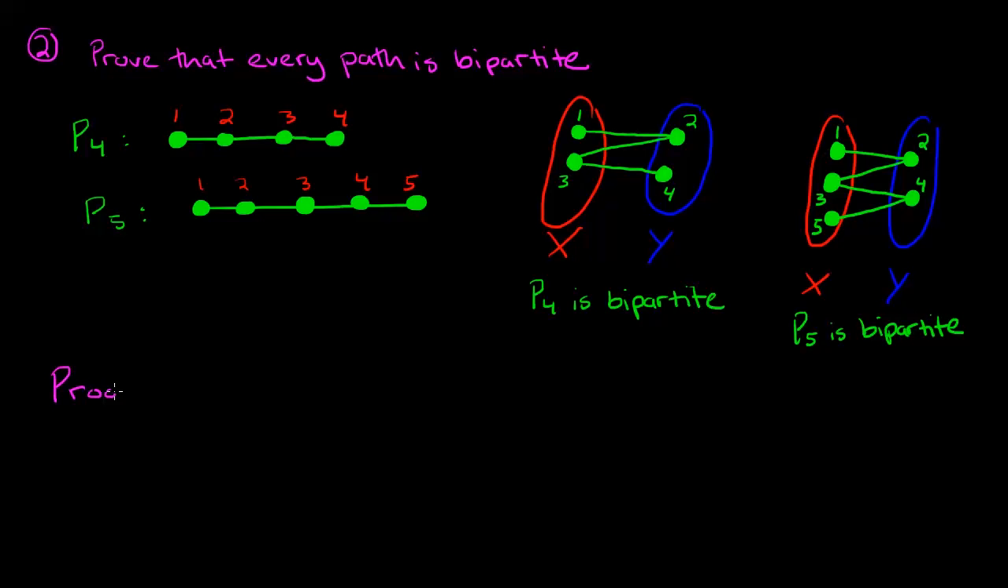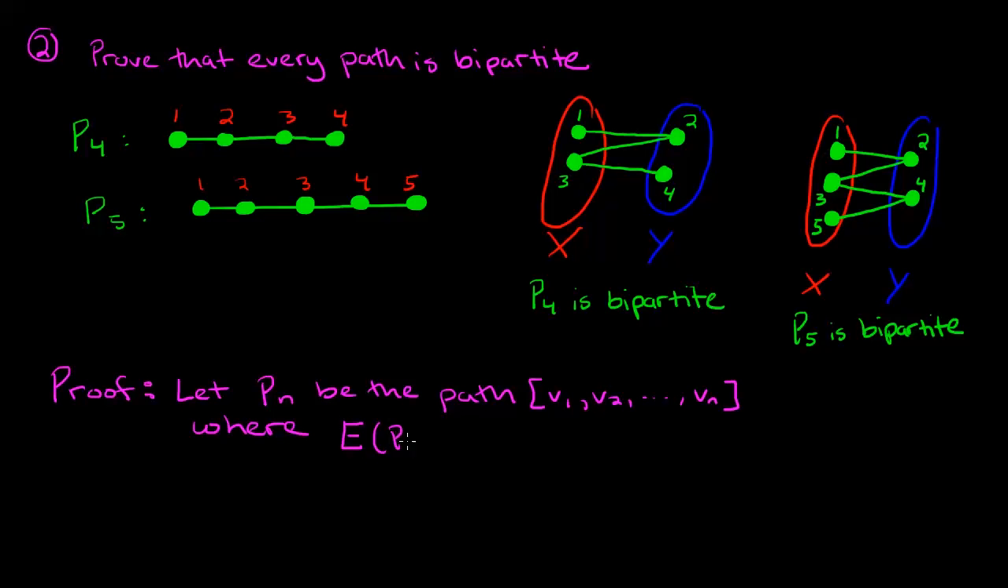Now let's look at the general proof. Let Pn be the path on vertices V1, V2 up until Vn, where the edge set of Pn is equal to the set of all edges ViVi+1, such that i goes from 1 up until n minus 1. So that's just the definition of our path, and now what we want to do is define a way in which to divide up the vertices of Pn so that we can put them into 2 partite sets and prove that all of the edges go between the 2 sets and not amongst themselves.